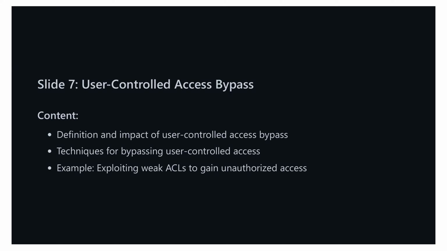We'll check out a specific example where weak ACLs can be exploited to achieve unauthorized access. This hands-on example will illustrate how important it is to properly configure and review ACL settings regularly to ensure that access permissions are correctly enforced. In the upcoming slide, we'll discuss shell escape. This will include its definition and significance, methods to perform shell escapes, and an example scenario highlighting how to escape from restricted shell environments. Understanding these access bypass techniques is fundamental to identifying and mitigating potential vulnerabilities in your systems. Let's dive deeper into the specifics of user-controlled access bypass.